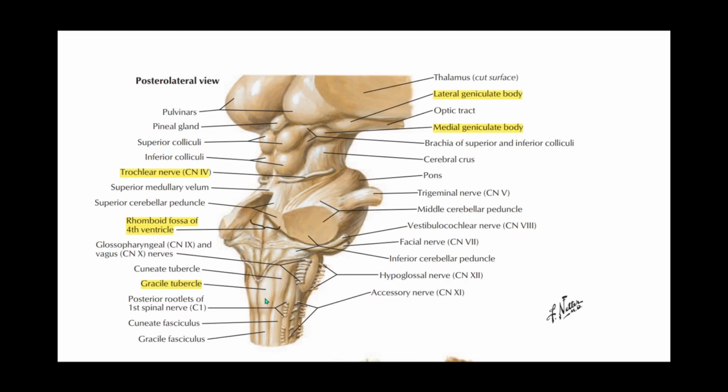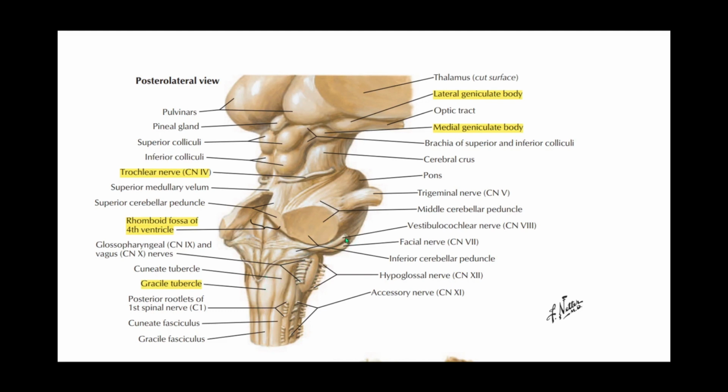And then posteriorly on the medulla, we can see the gracile tubercle at the middle, and we can see the cuneate tubercle. So these tubercles actually contain nuclei, like these colliculi and geniculate bodies. They contain nuclei, and that's why they are bulging. They've got nuclei underneath them.